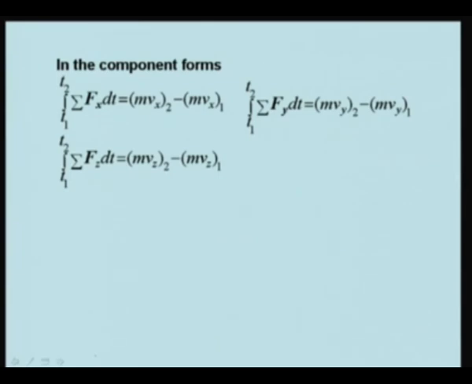equal to m vx2 minus m vx1. The integral from t1 to t2 of sigma Fy dt is equal to m vy2, where vy is the velocity component in the y direction, minus m vy1. The integral from t1 to t2 of sigma Fz dt is equal to m vz2 minus m vz1, where vz is the velocity component in the z direction.